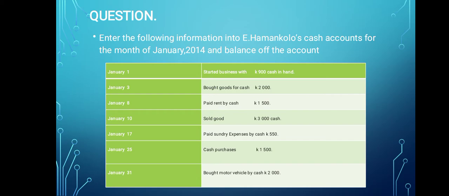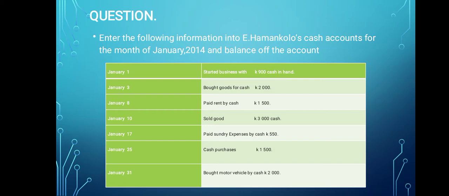1,500. On the 10th again, another transaction was made of how much? Of 3,000 cash. What were they doing? They sold goods, meaning they were receiving money. They give out goods and receive money. And then on the 17th, paid sundry expenses by cash, 550. So you're paying out expenses that the business has incurred during that trading period in the month of January. Then January 25th, we are told we purchased goods. We have cash purchases. You went to order more stuff because your stock was finishing.